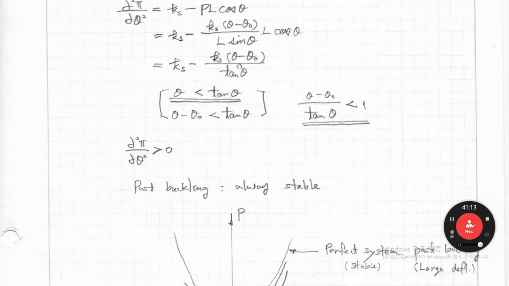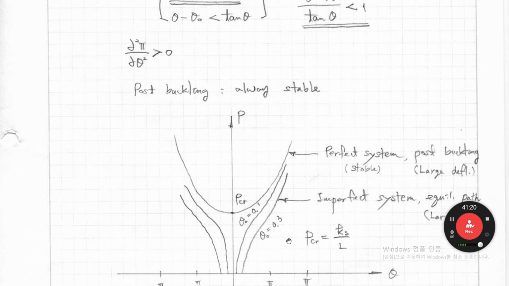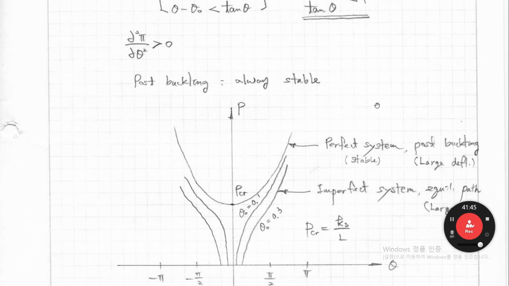If you plug in theta 0 equals 0.1 radian, then you get this path. Theta 0 equals 0.3, you get this path. For the perfect system, previously you got this PCR. For the perfect system and large deflection problem, you can get this post-buckling path, right? This is a summary of the calculations up to now.